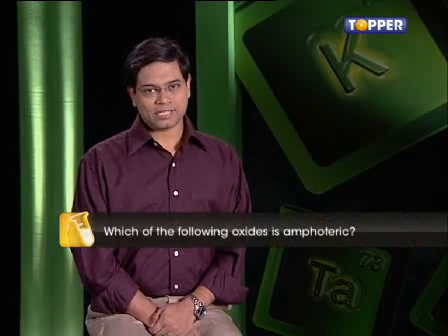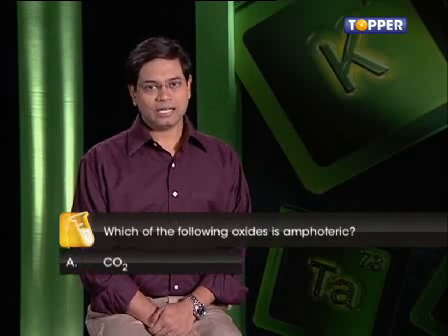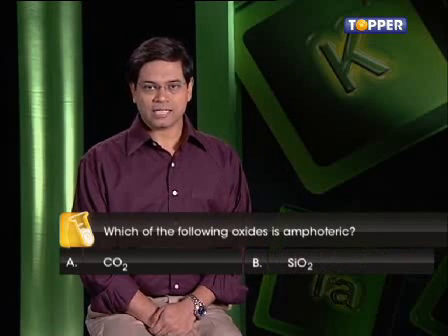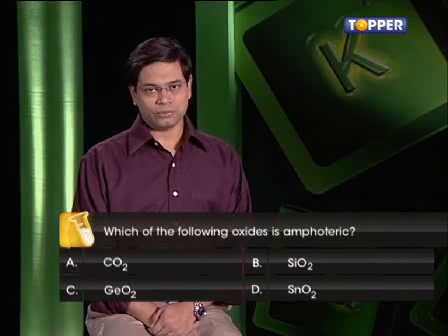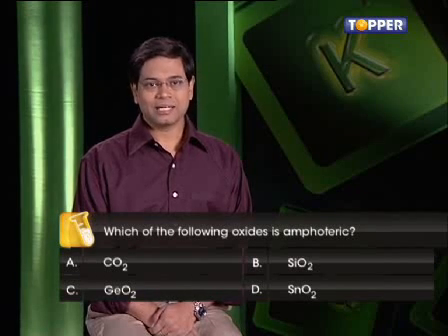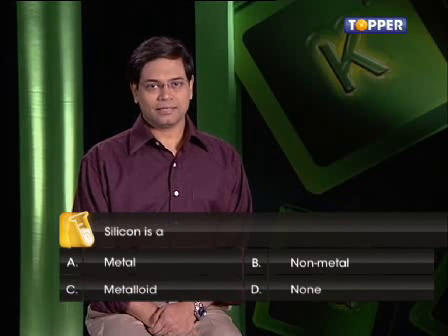Which of the following oxides is amphoteric? A. CO2, B. SiO2, C. GeO2, D. SnO2. The correct answer is D. SnO2. Now an easy one. Silicon is A. Metal, B. Non-metal, C. Metalloid, D. None. The answer is B. Silicon is a non-metal.